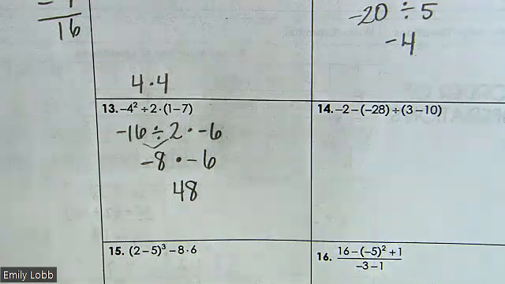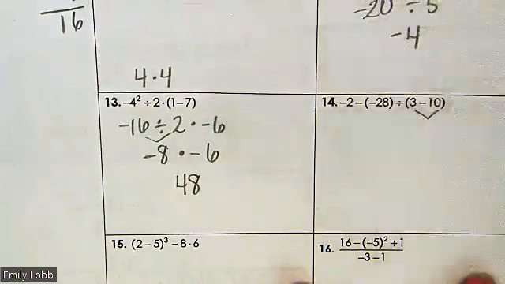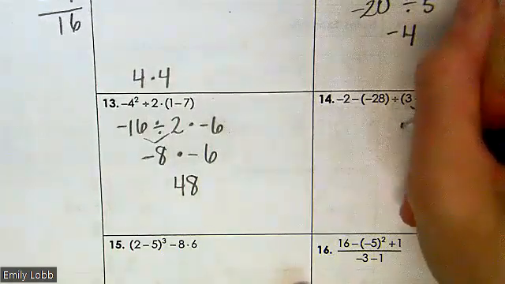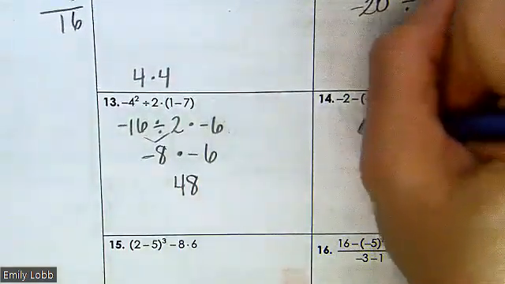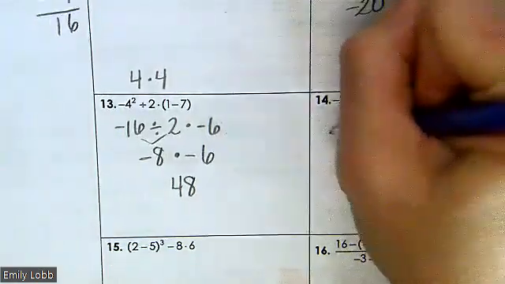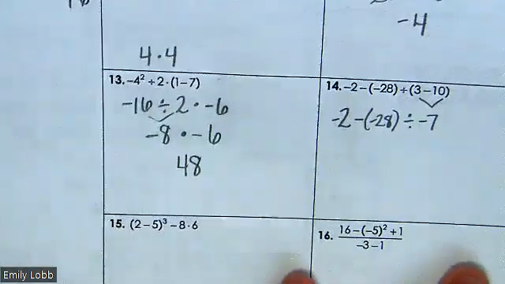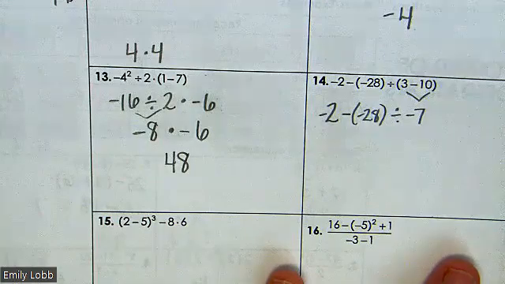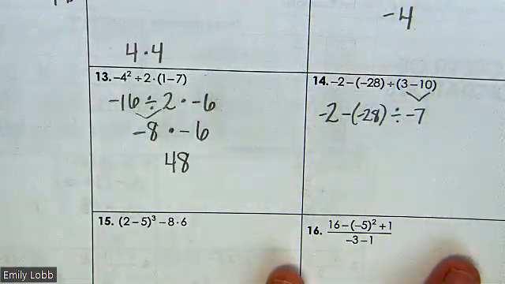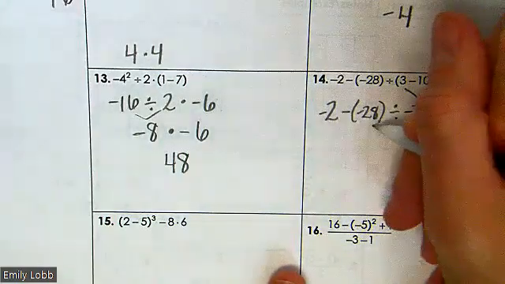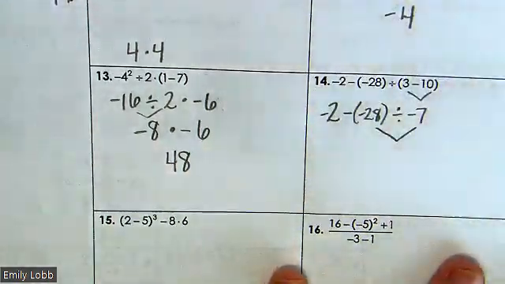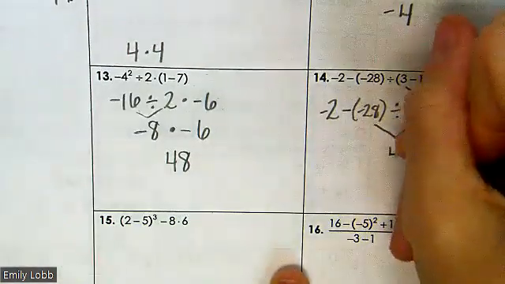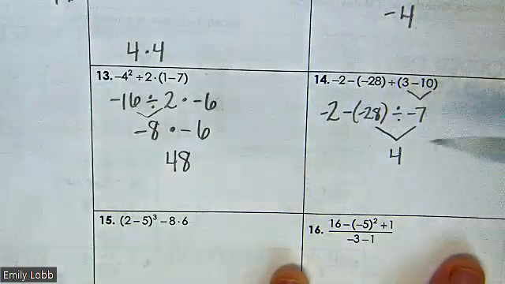All right. I need to do what's inside my parentheses. So what's 3 minus 10? Negative 7. I'm going to bring down the rest here. Negative 28. Bring down my minus. Bring down my negative 2. Now what do I need to do? I'm subtracting or dividing first. Division. What's 28 divided by 7? 4. Positive or negative? Positive, because they're the same.